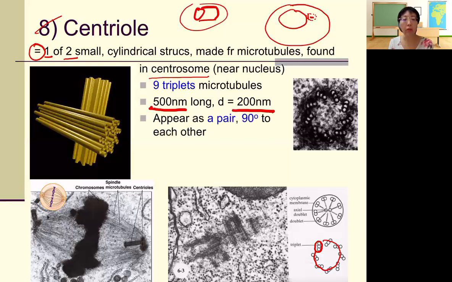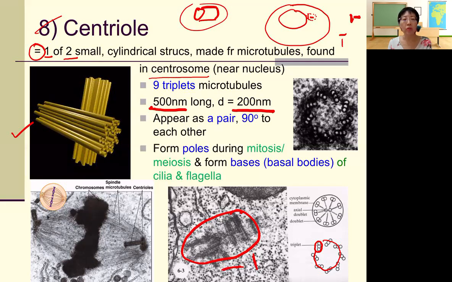Centrioles usually appear as a pair, always 90 degrees to each other. Like this one here, they are 90 degrees to each other. Can you see these two? They are 90 degrees to each other because one is this orientation, the other one is this orientation. So always 90 degrees.